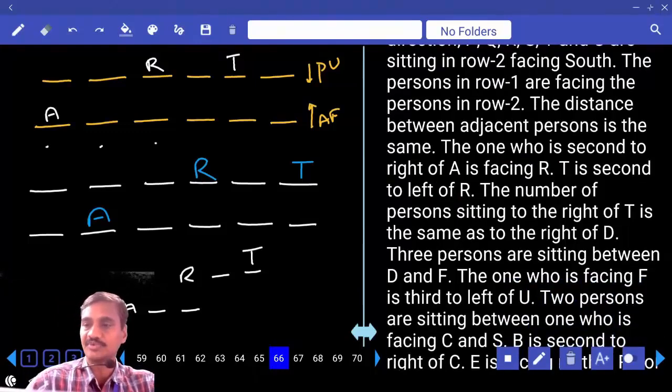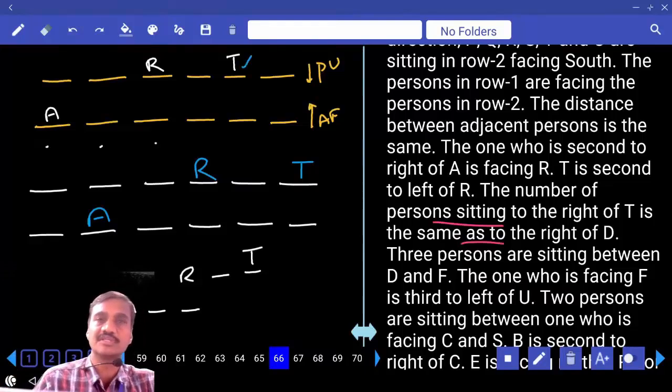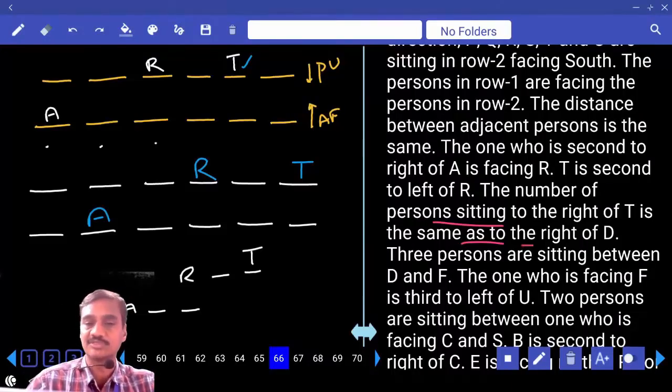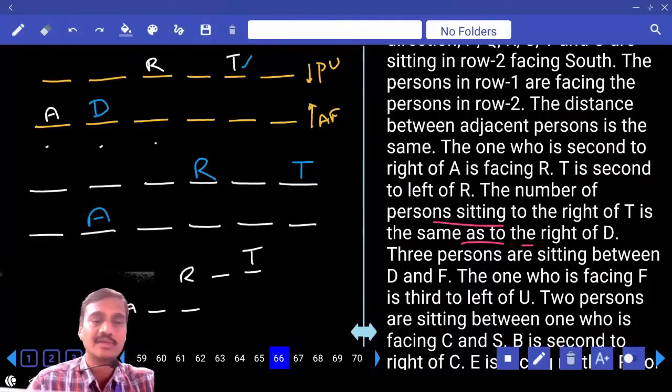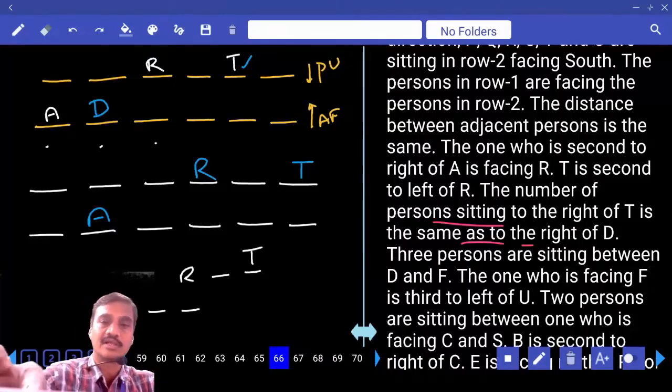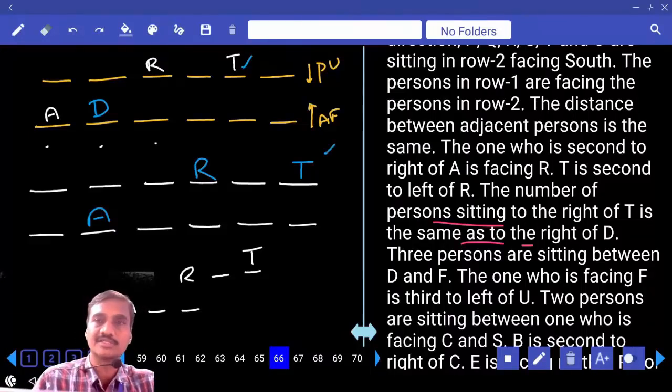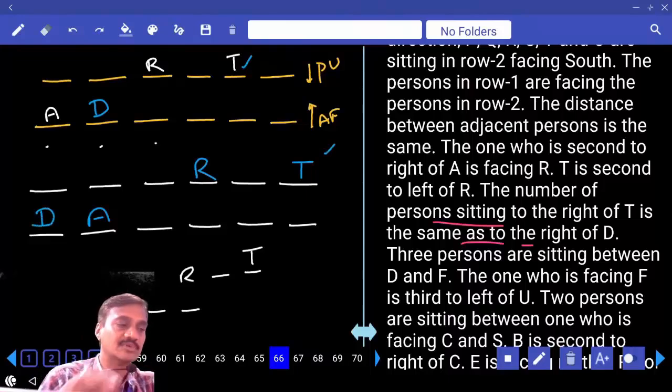And next one, the number of persons sitting to the right of T is the same as to the right of D. Now in this one, how many persons are there to the right-hand side of T? 4 persons, because this T is facing towards south. As 4 persons are sitting to the right of D, hence D must be here. Follow? The number of people to the right-hand side of T is the same for D. If T has 4 members to the right-hand side, D has 4; if T has 5 members, D has 5. Clear?